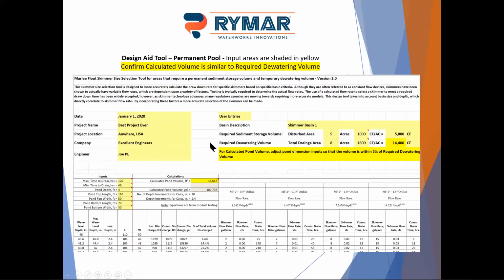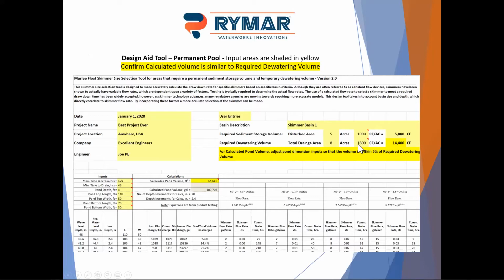So the other tool we have is a very similar tool. The only difference is it includes a permanent pool. So this one is based on, started in Ohio, where they have a permanent pool. It gives you your required sediment storage, and in this case it's typically based on disturbed area, and then your total drainage area for your required dewatering volume. So you specify those, or you can include those up top as a check.